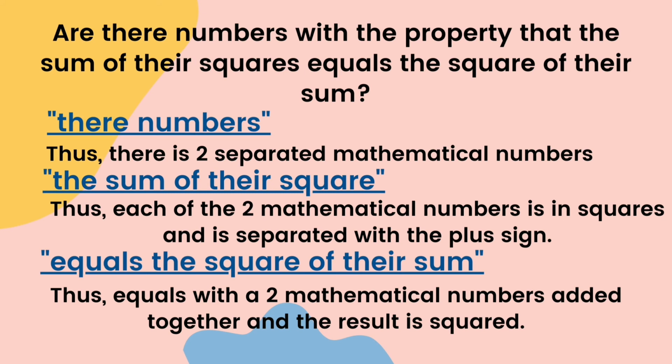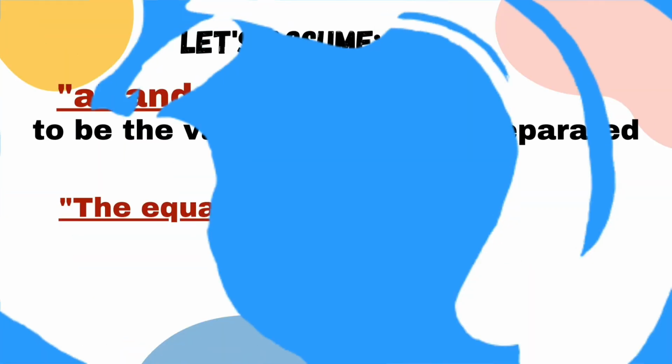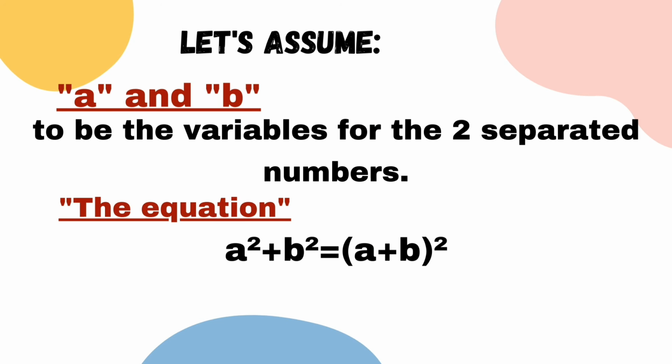The sum of their squares in the sentence only states that the two mathematical numbers are separated with a plus sign, and also each number is squared. The phrase "equals the square of their sum" means that the first expression is equal to the two mathematical numbers added together, the result of which is squared. So, now we assume the use of a and b variables to represent them in our created equation. These are the initial variables for the two separate numbers.